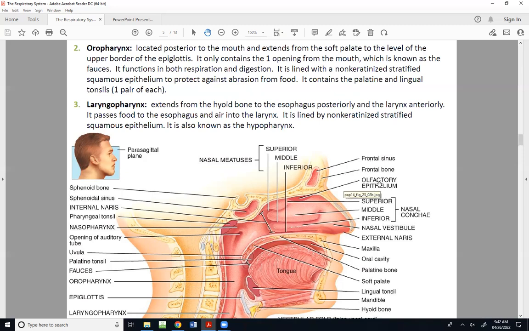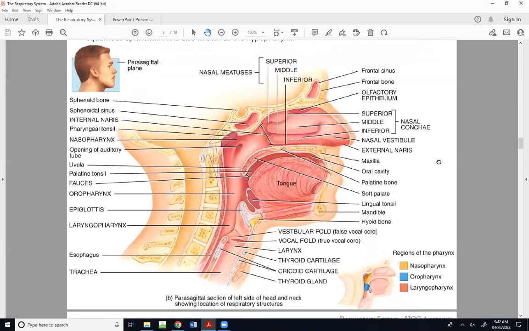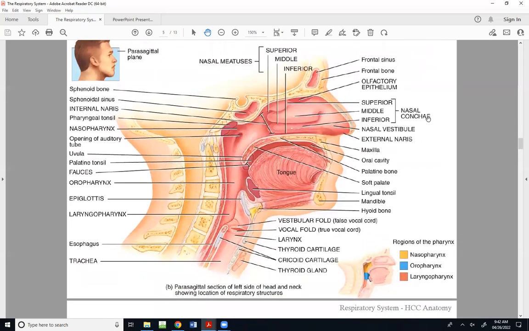Olfactory epithelium we've talked about before. Go ahead and highlight it. Remember, that's the upper part of our nasal cavity where the receptors for the sense of smell are located. If you didn't already highlight, make sure you highlight the 3 nasal conchae. Nasal vestibule, that's the part of our nose that we can flare out. That's where you're going to find the boogers in the hair.